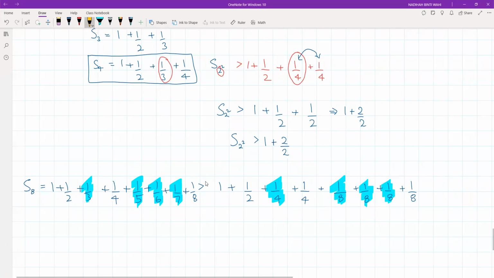This is why I have it here. This is bigger than. It's not even equal. It's much bigger than. Okay, so what does it mean? So it means S of 2 to the power of 3 is bigger than.